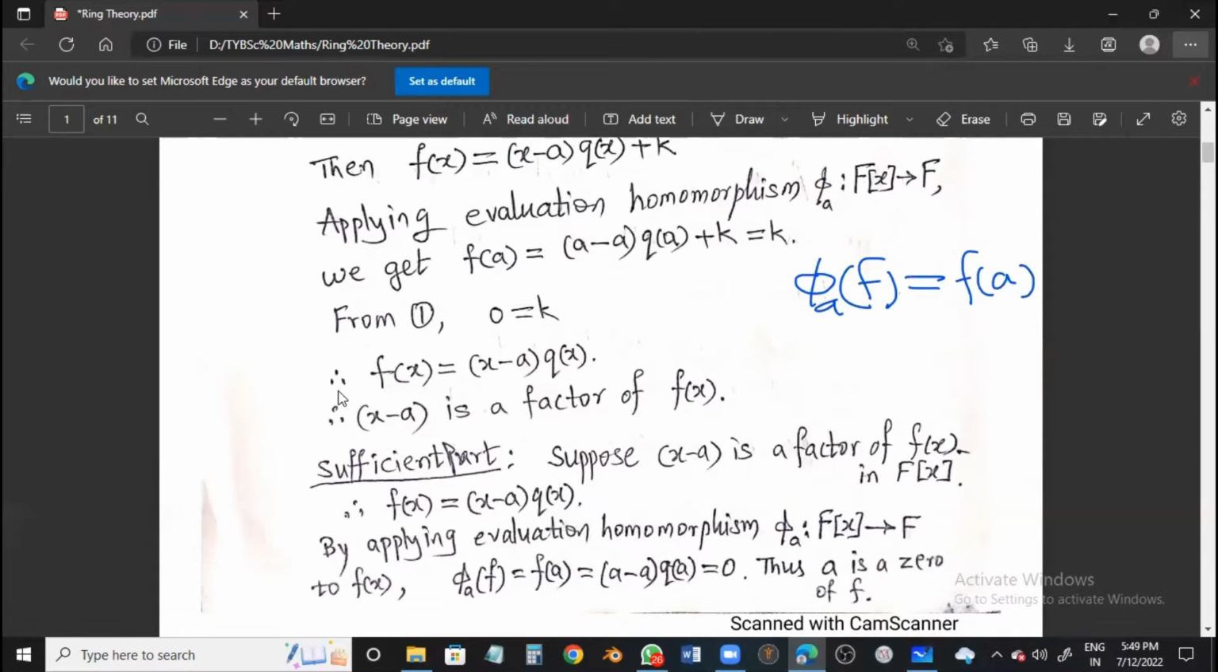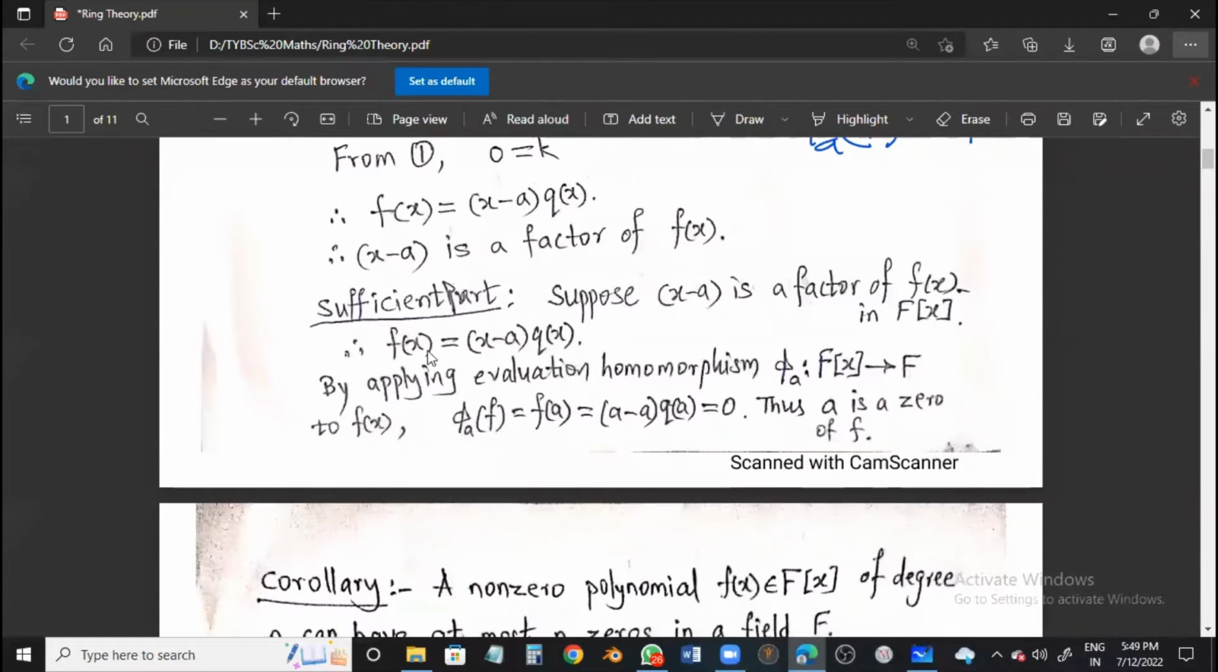Now reverse way I have to go. I'll say x minus a is a factor of f of x, and I want to reach the fact that a is a 0. So how will we go? Sufficient part. Suppose x minus a is a factor of f of x in capital F of x. So I'll get f of x to be equal to x minus a into something. It is not necessary to write q of x. We will either write it as some polynomial g of x, something like that. So here we have written x minus a times q of x.